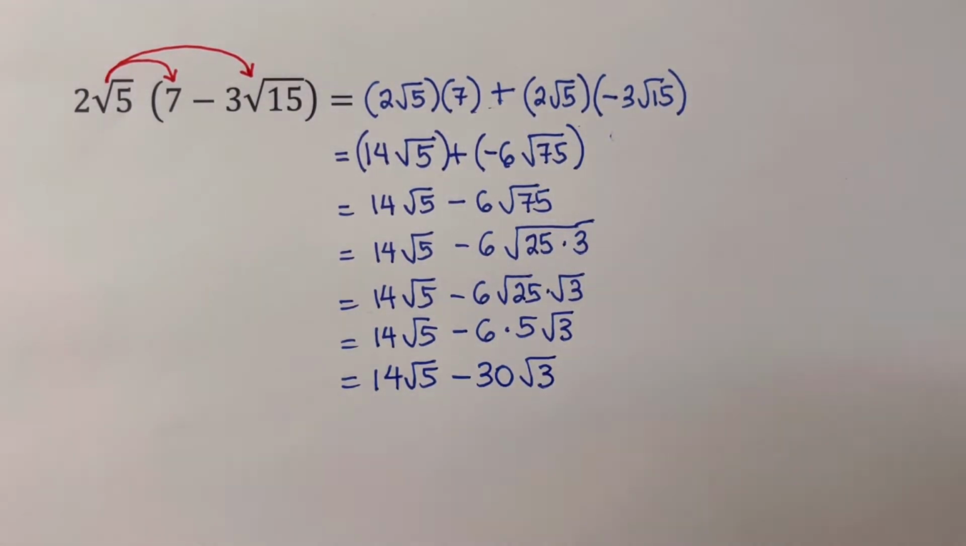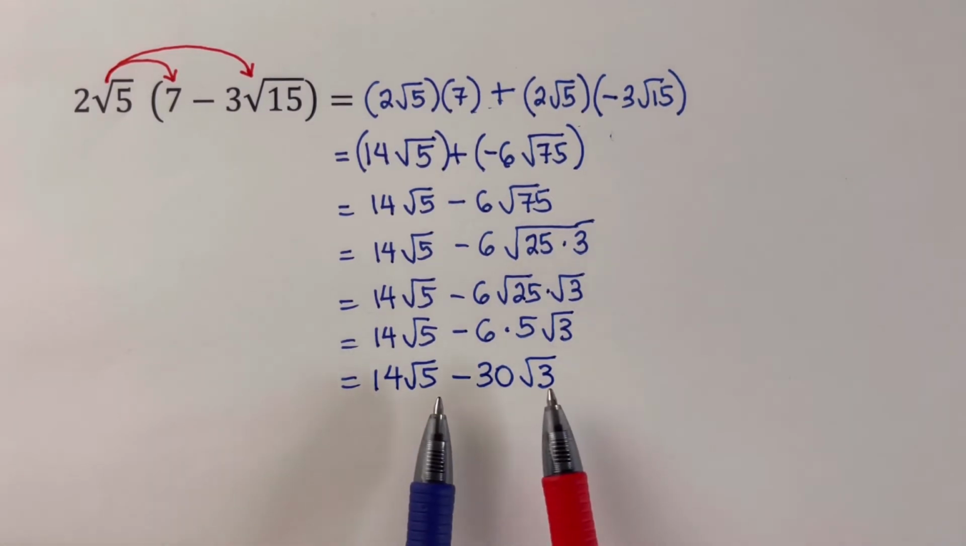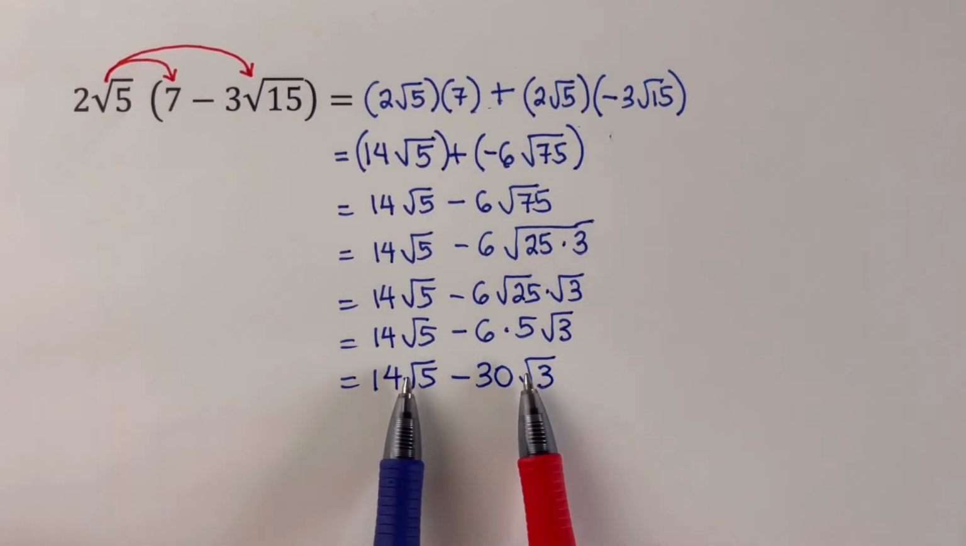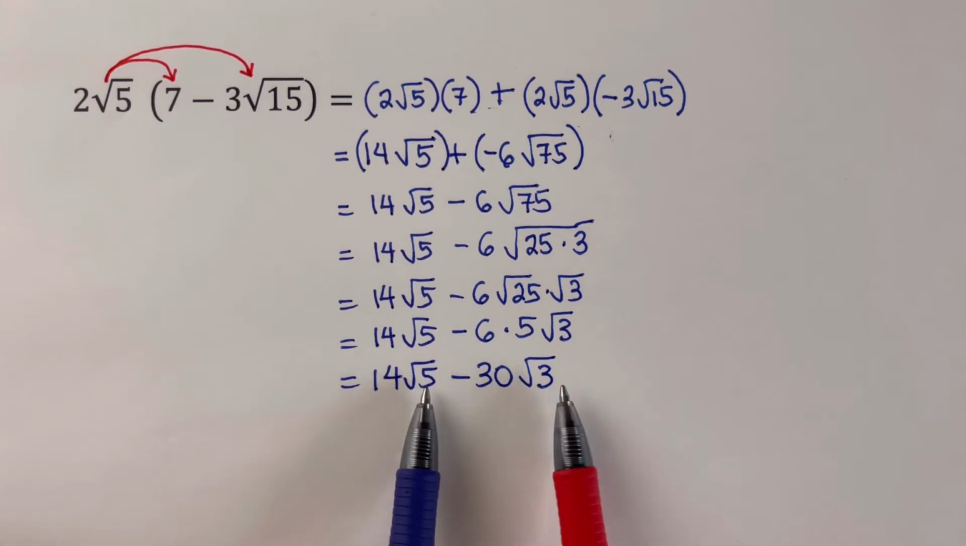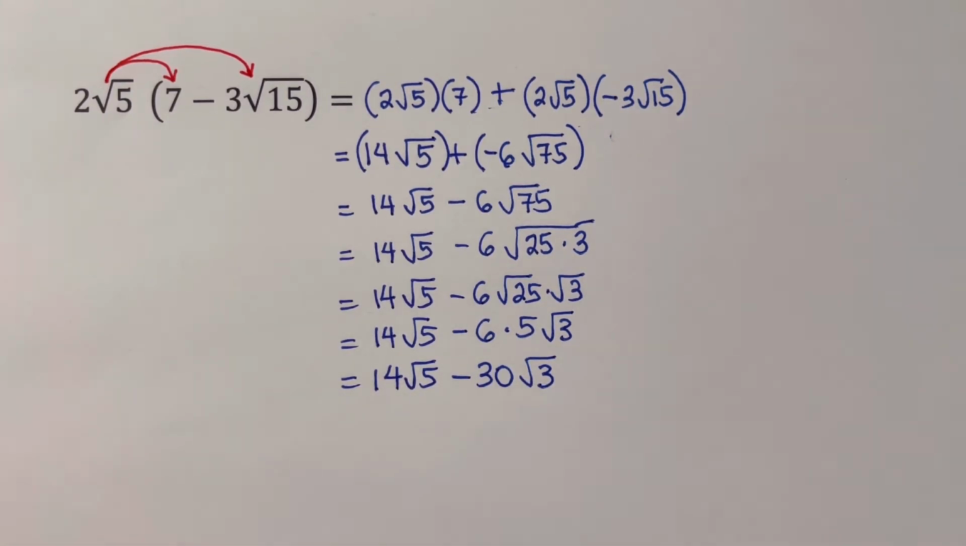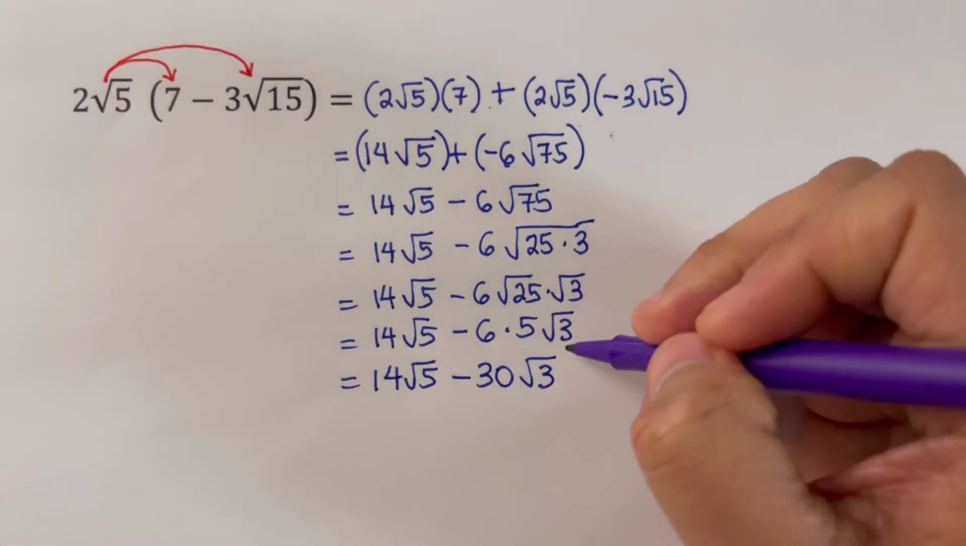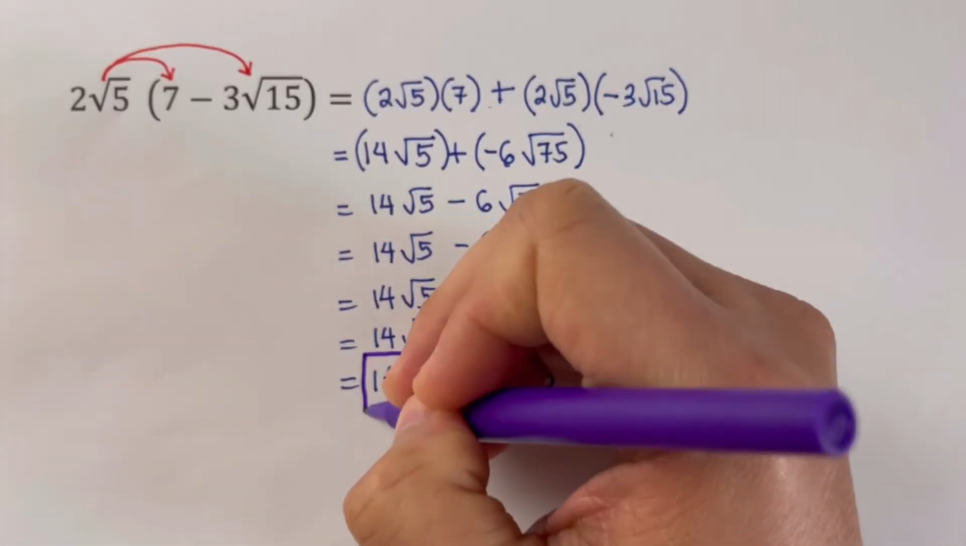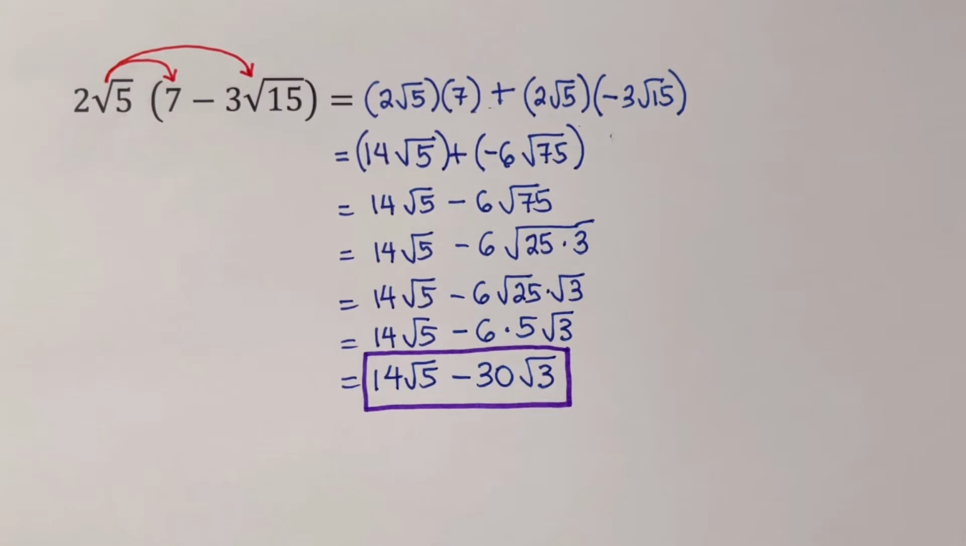Now notice that these two cannot be simplified further because although their indices are the same, their radicands are not. So we go ahead and say that this is the product of this expression that we have up there. Now let's move on to the next example.